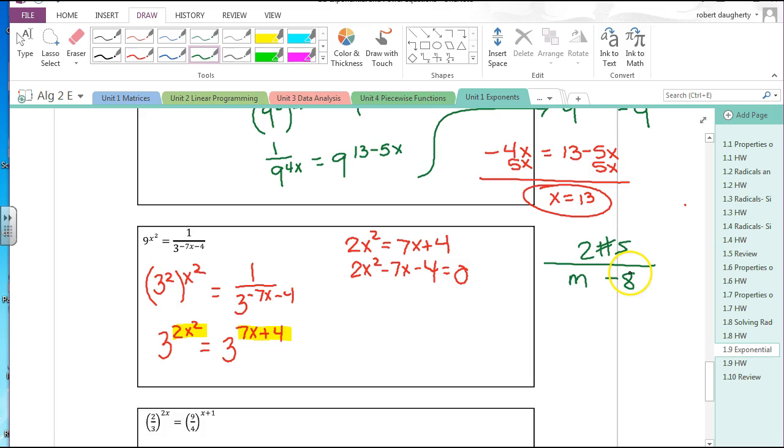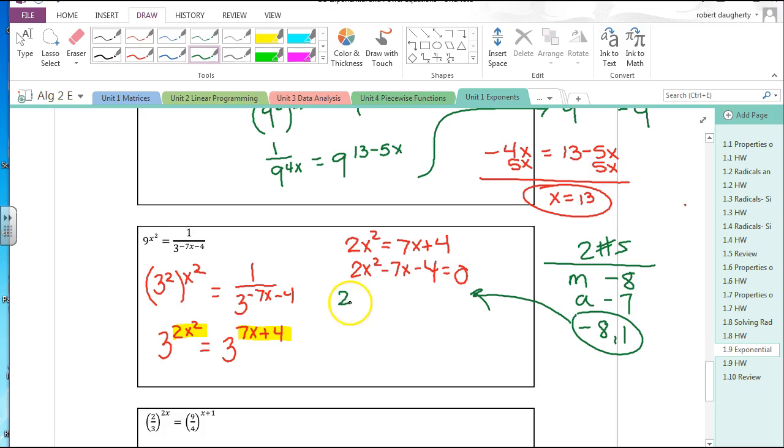Multiply to -8, add to -7. What numbers multiply to -8 and add to -7? Yeah, -8 and +1. I will use these two numbers to rewrite this equation so that I can factor by grouping.